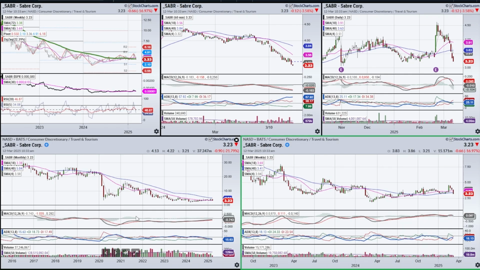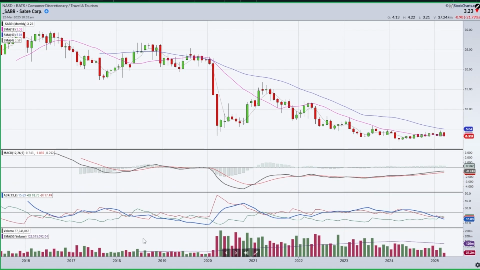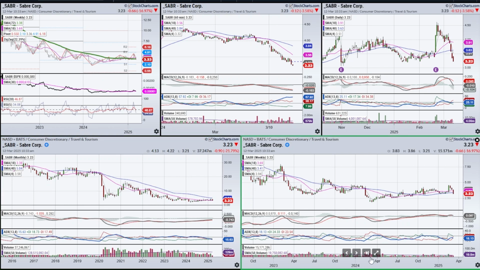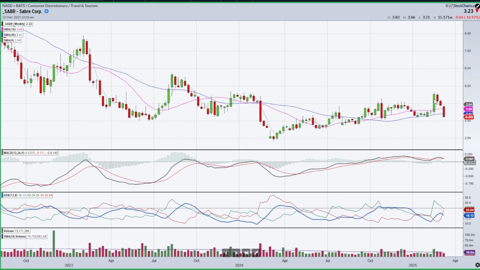All right, so this one had all the makings of something that was showing signs of improvement too. It was getting through the 18-month line. That line was starting to flatten out, right? We showed some strength with a big green bar to the upside, but then look at what's taken place.